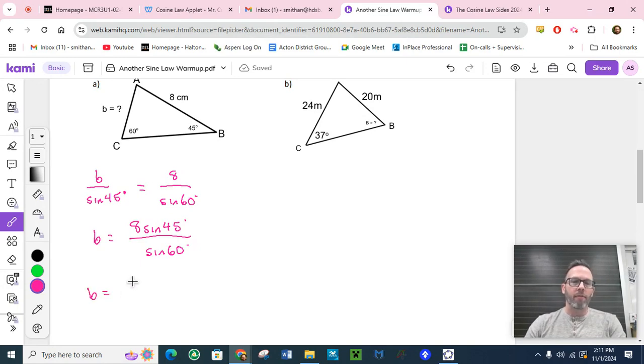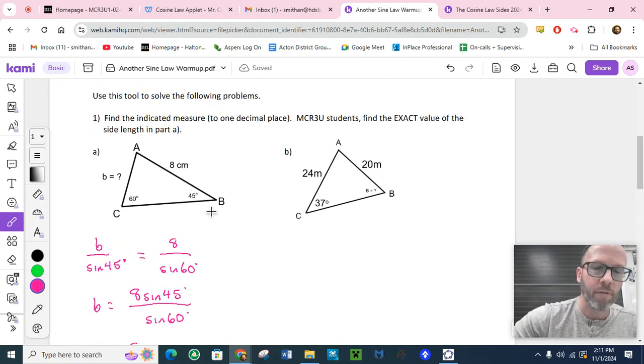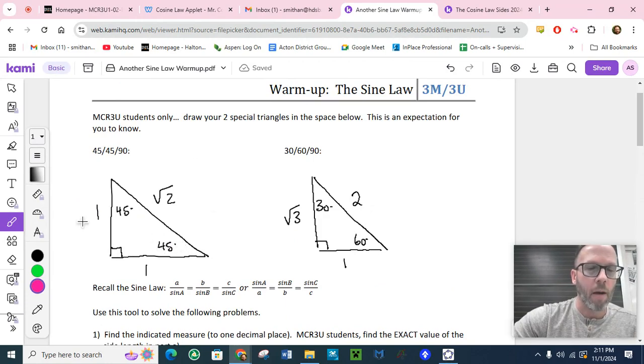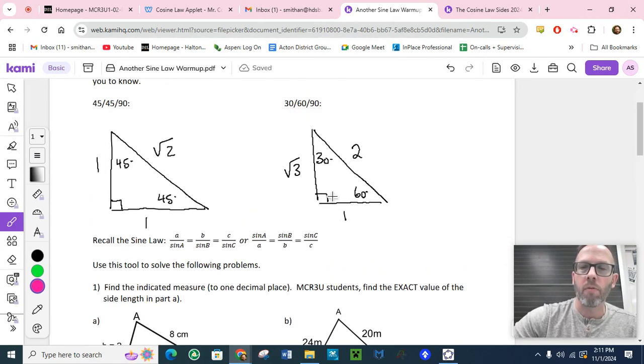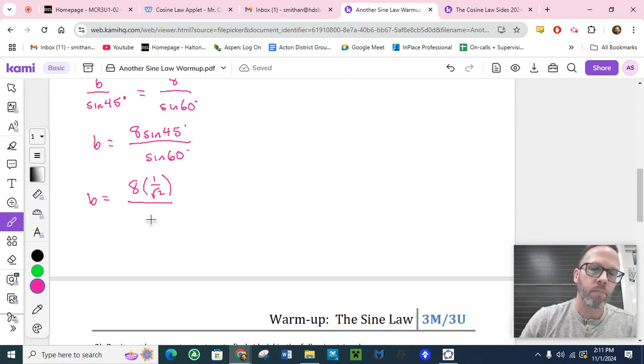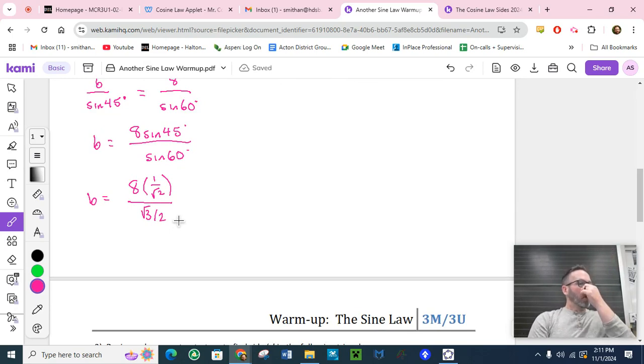So you guys, of course, have your special angles, special triangles down. The sine of 45 degrees, opposite over hypotenuse, is 1 over root 2. And the sine of 60 is, what is that? Root 3 over 2, right? I mean, that's it, but I'm gonna clean that up a little bit. So let's go left to right.